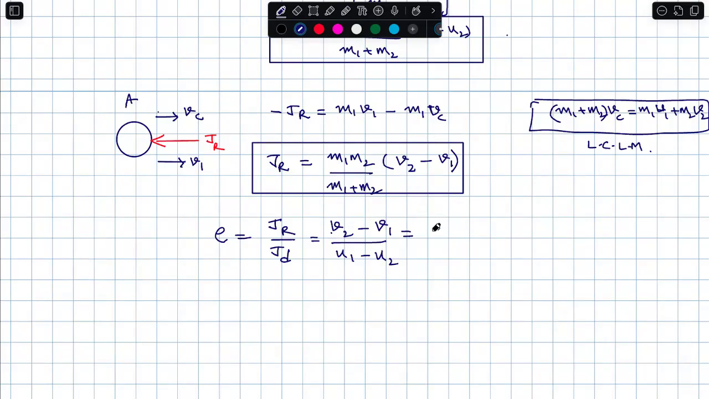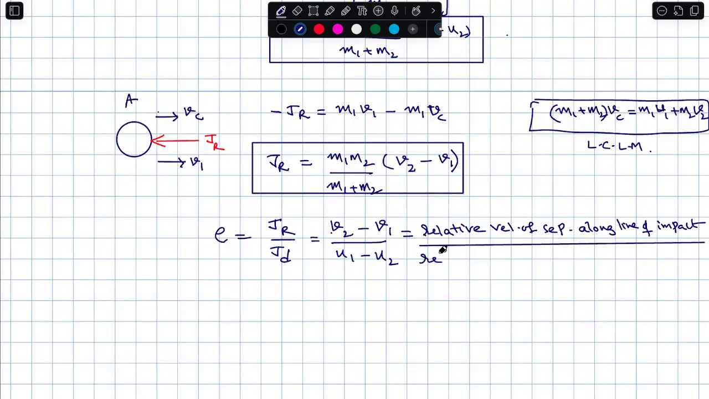Relative velocity of separation, relative velocity of separation, and this is along the line of impact, divided by relative velocity of approach along the line of impact.